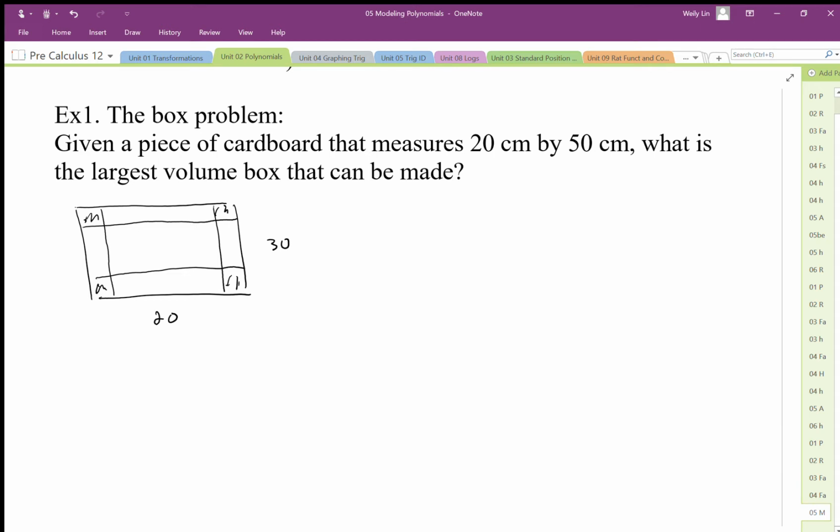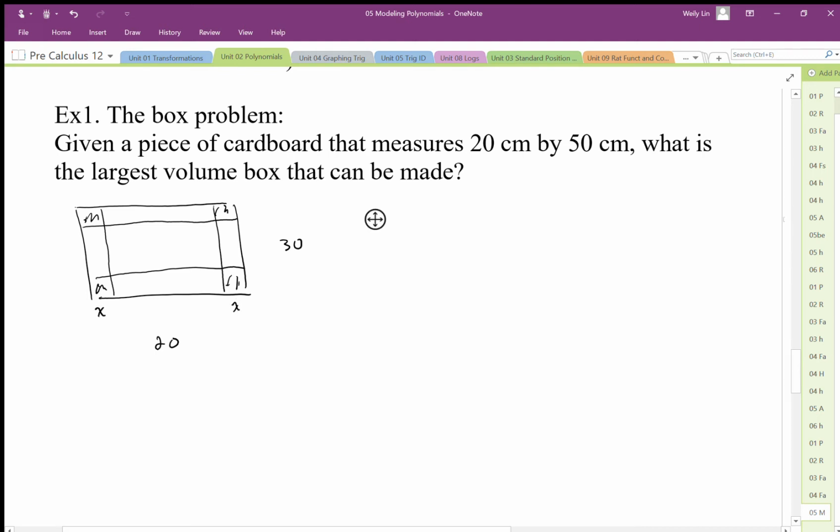Okay, how do I go about doing this? Well, what is the volume of a box? The volume of a box is length times width times height. So in this picture, what is the length, width, and height? Imagine folding this box up. These tabs that get folded up, we can just say that is the height, and let's just call that x.